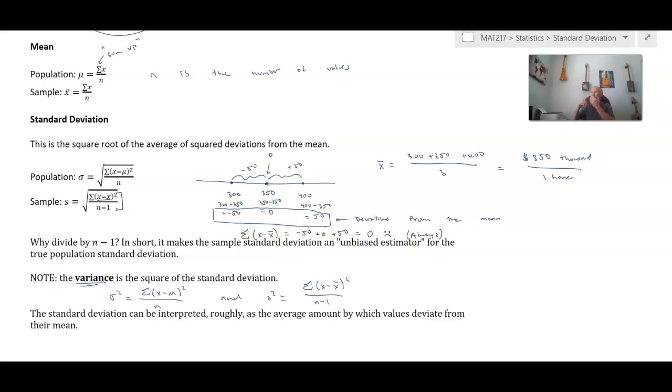All right, well, that's a problem because we don't want to know how spread out these squared deviations are. So what do we do? Well, if we take the square root of it, then we've kind of undone, in a way, the square that we did in the first place. And so we're back to describing the average amount of spread. So the standard deviation can be interpreted roughly as the average amount by which values deviate from their mean.